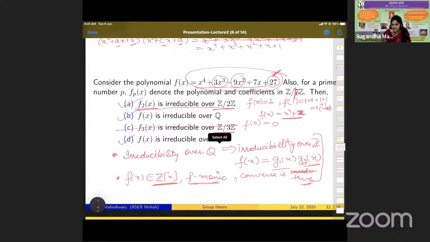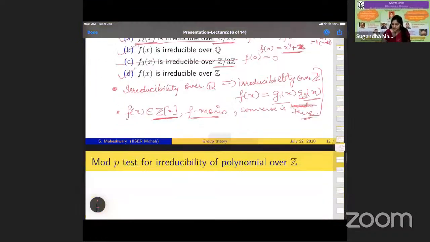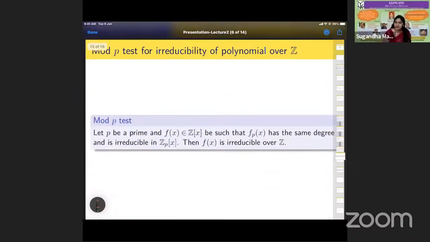So you have these 3 as correct options. You need to find a suitable prime P which satisfies these criteria to say whether the polynomial is irreducible or not. Something that you need to be careful about.